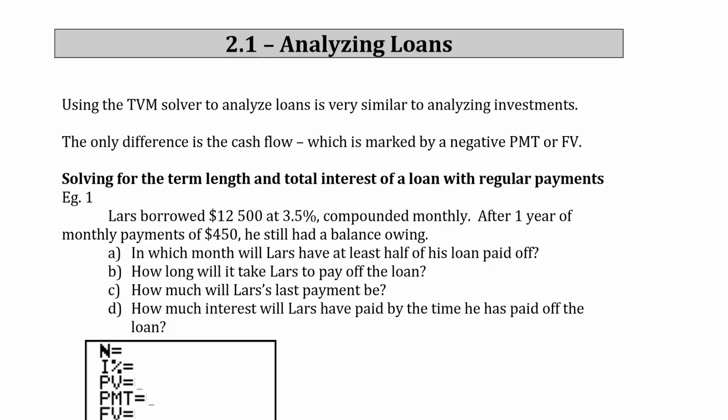Hey folks, welcome to a whole new unit, except for the fact that it's going to be looking very similar to our old unit because we have our bestie, the TVM solver. The only difference here with analyzing loans versus investments is that the cash flow is different. So we're going to have negative PMTs, which we're used to. Sometimes we're going to have negative future values. Sometimes we're going to have future values of 0.